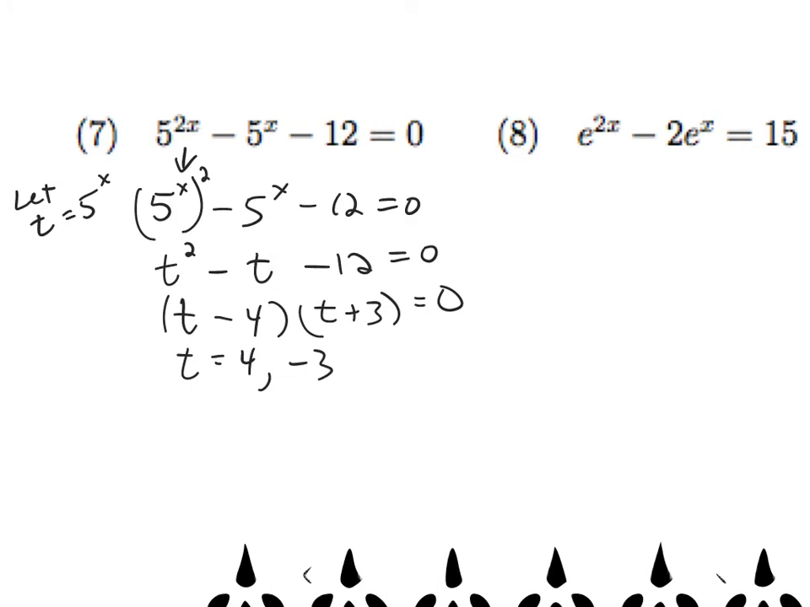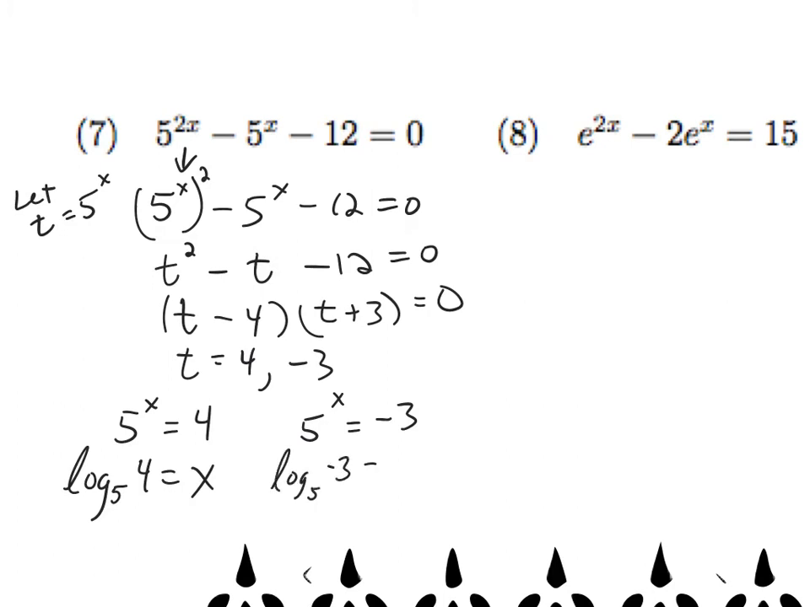So how does this help us? Well, basically this, if t is equal to 5 raised to the power of x, and t is 4 or negative 3, I could say now I am going to solve these. So now this has made life a lot easier because I can change these to the log form. Log base 5 of 4 is one of the possible values for x, and then I have log base 5 of negative 3 as one of the possible values of x.